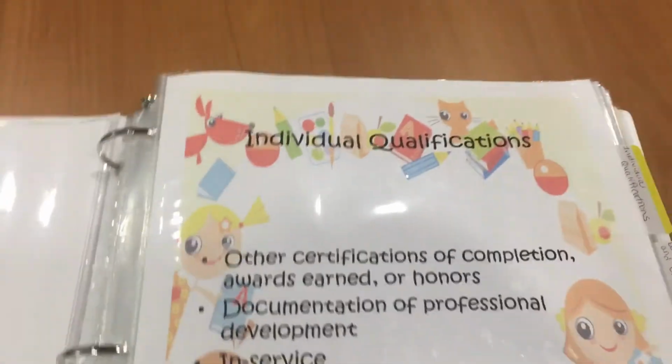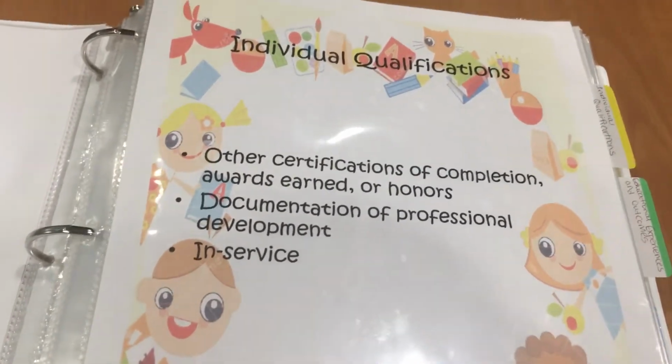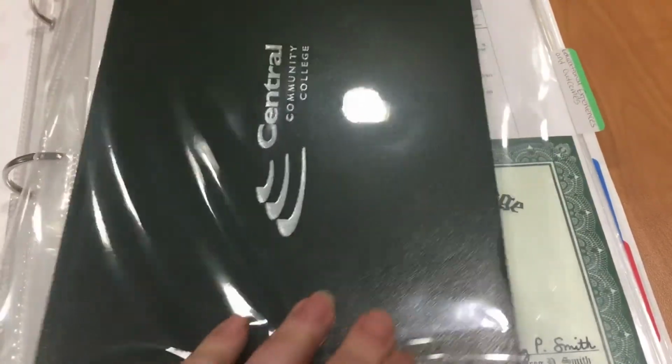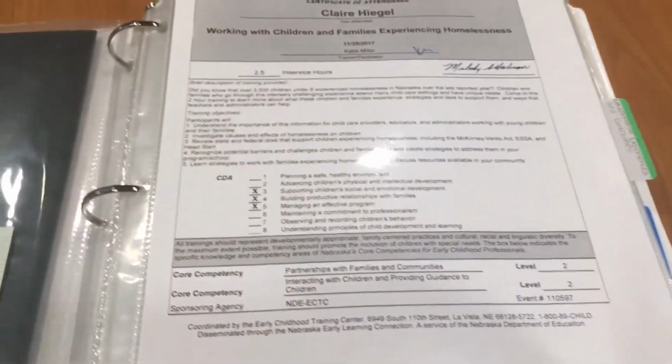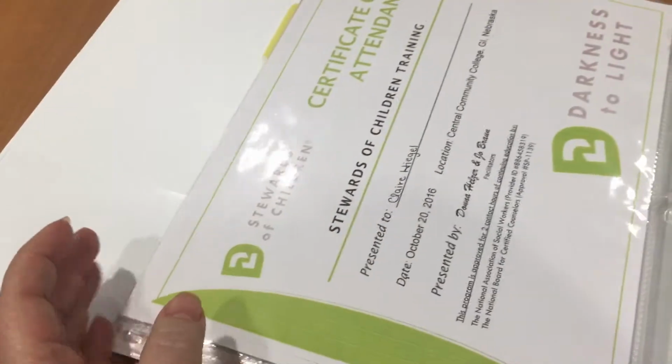This is the next section. These are the individual qualifications. So any certificates, awards, documentation, in-service. And you can see that she has in here her diploma and her certificate. And she's also gone to a couple trainings. So you can see that in here.